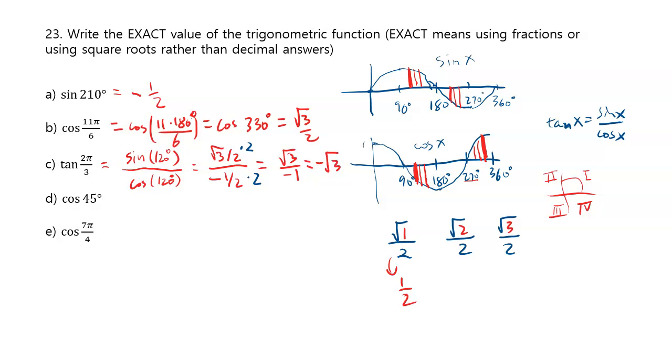Cosine 45 degrees, well, let's see. It's in the first quadrant, 1, 2, 3 sticks. 45 is the middle one, so it's the medium size. Okay, so we're going to get radical 2 over 2.